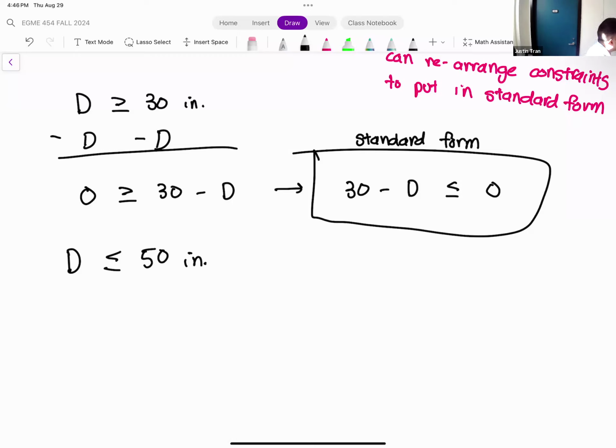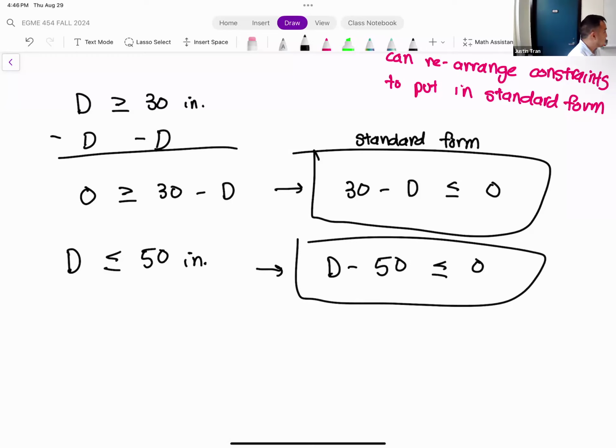You just have a second constraint. And of course, we can put this in standard form as well. We can say that d minus 50 is less than or equal to 0. Any other questions on this?